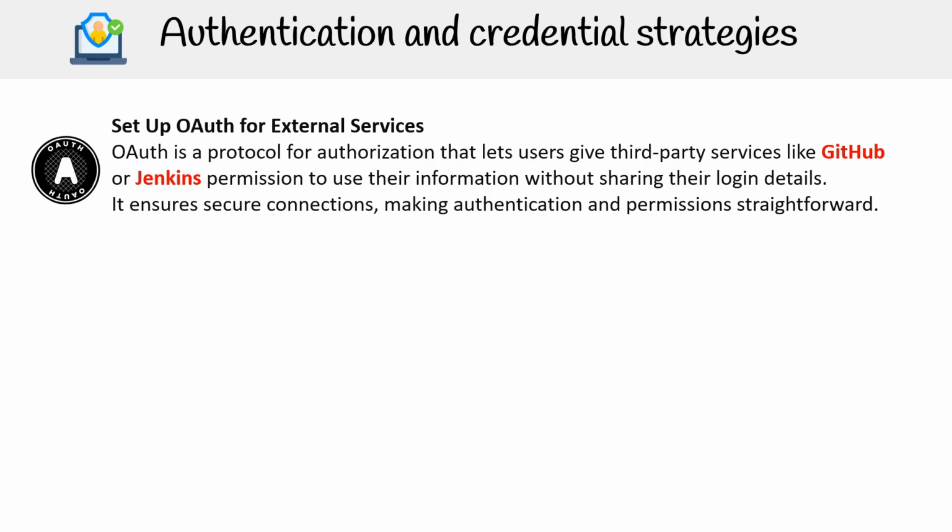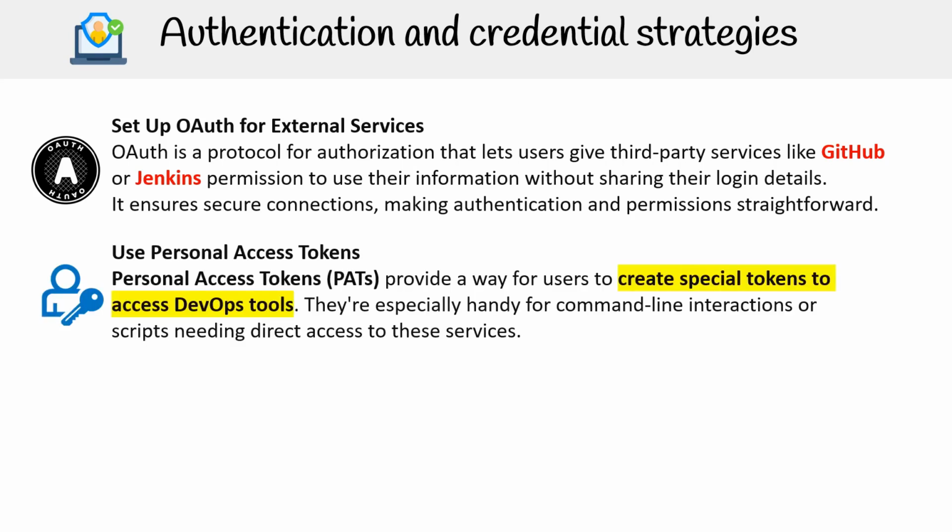OAuth is a protocol for authorization that lets users give third-party services like GitHub or Jenkins permission to use their information without sharing their login details. It ensures secure connections, making authentication and permissions straightforward. Use personal access tokens. Personal access tokens provide a way for users to create special tokens to access DevOps tools. They're especially handy for command line interactions or scripts needing direct access to these services.